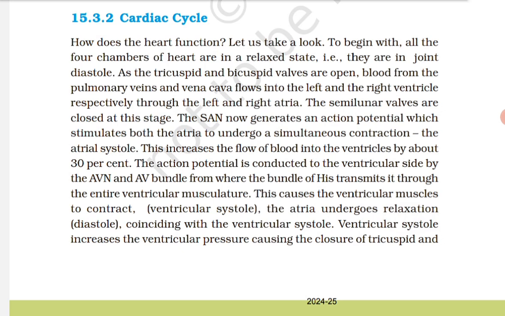Okay. Valves in the heart allow the flow of blood only in one direction. Understood?